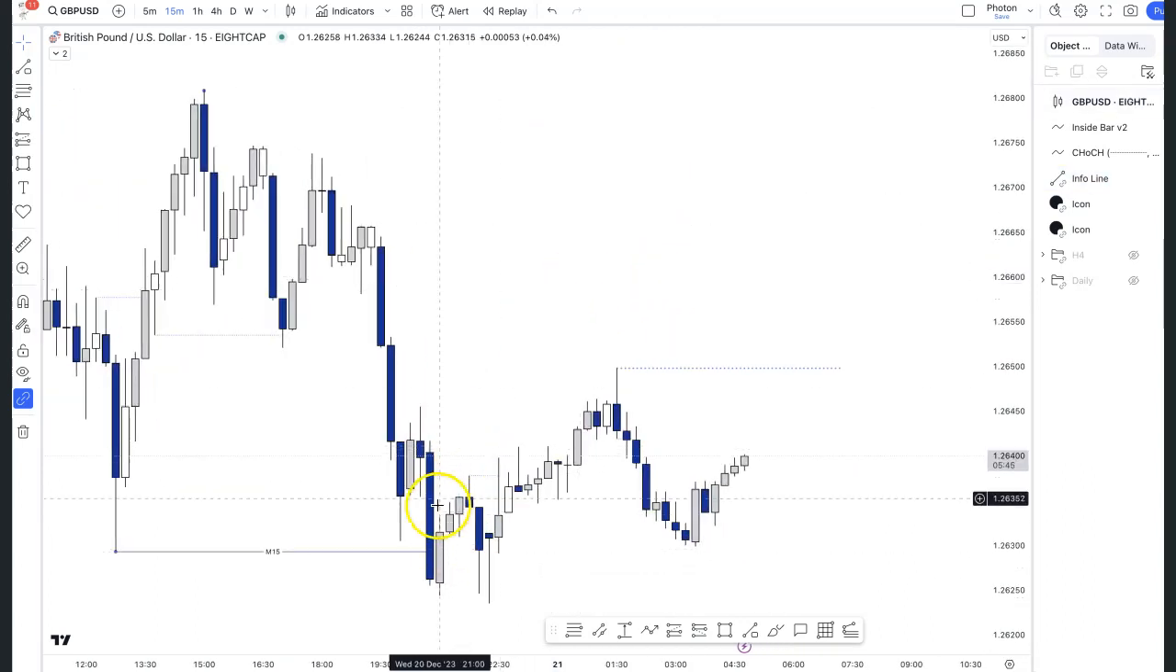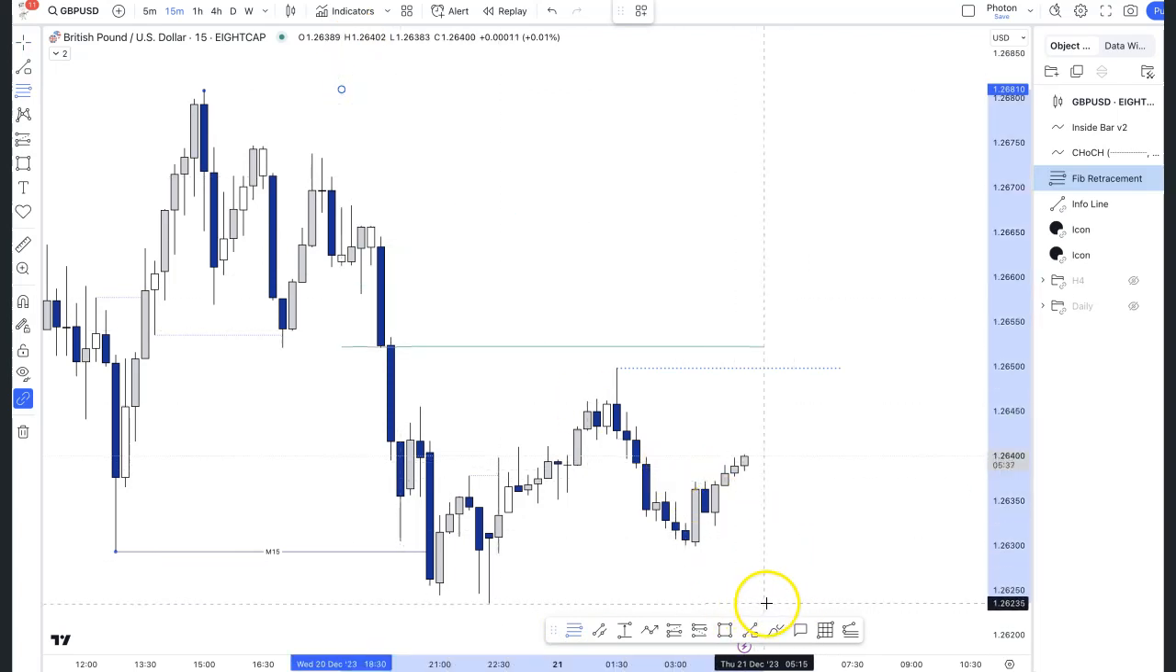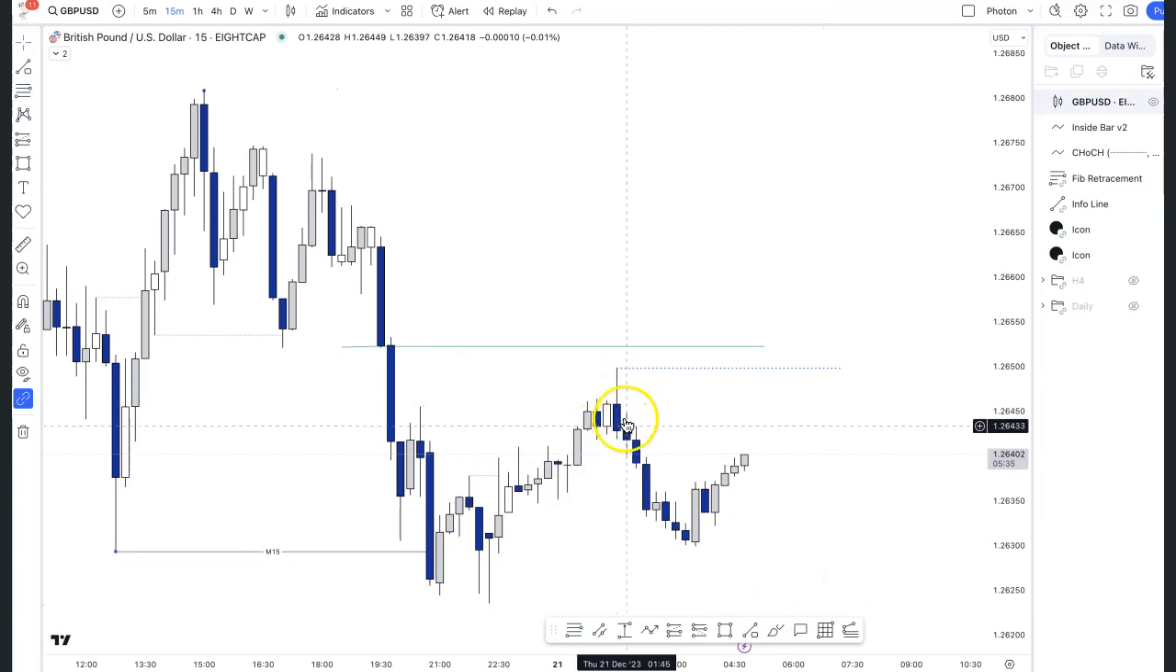Yeah, that's pretty much it. And after the break of structure, we can expect a pullback. Where are we as far as the pullback is concerned in terms of supply and demand zones? We are in the discount. This is the premium, this is the discount. So it makes sense to look for longs.